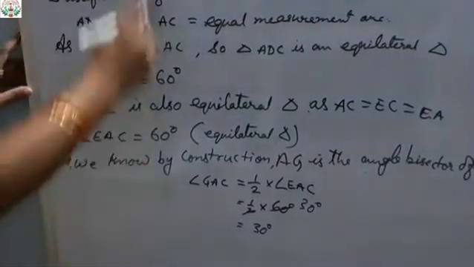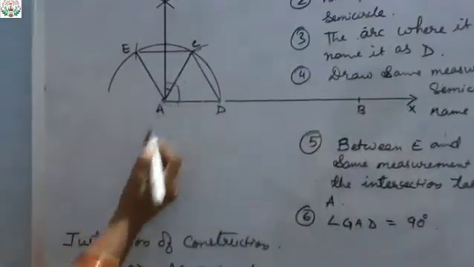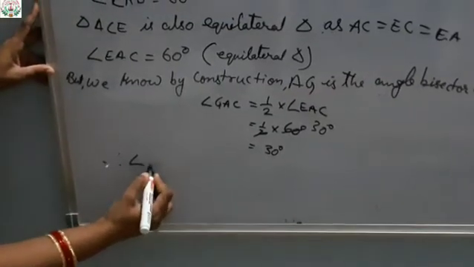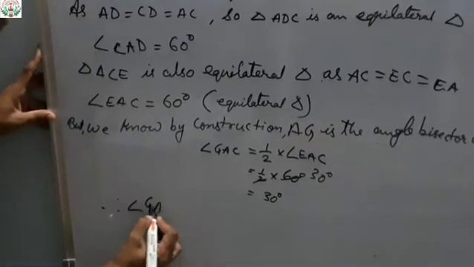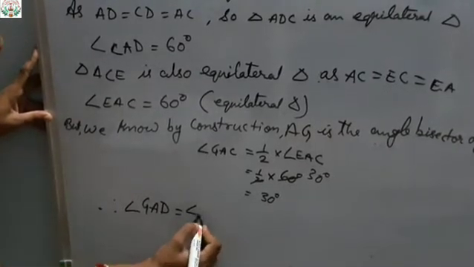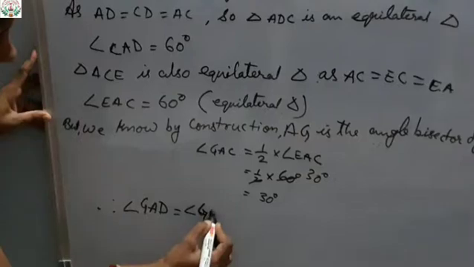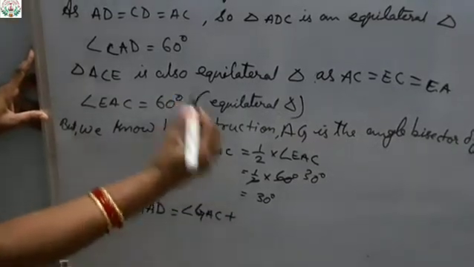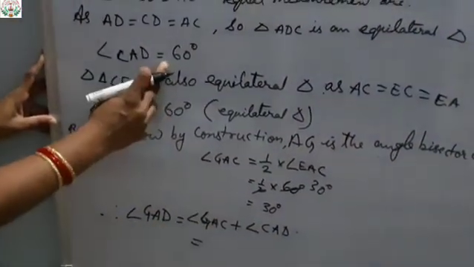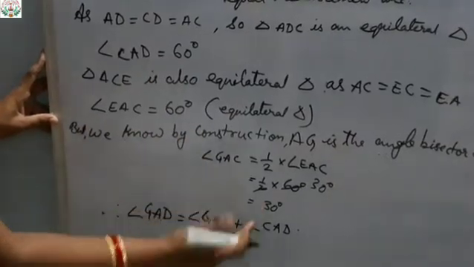30 degree. So this whole angle will be how much? You can write, therefore angle GAD equals to what? Angle GAC plus angle CAD. Now you can see from here what is this and what is this one?